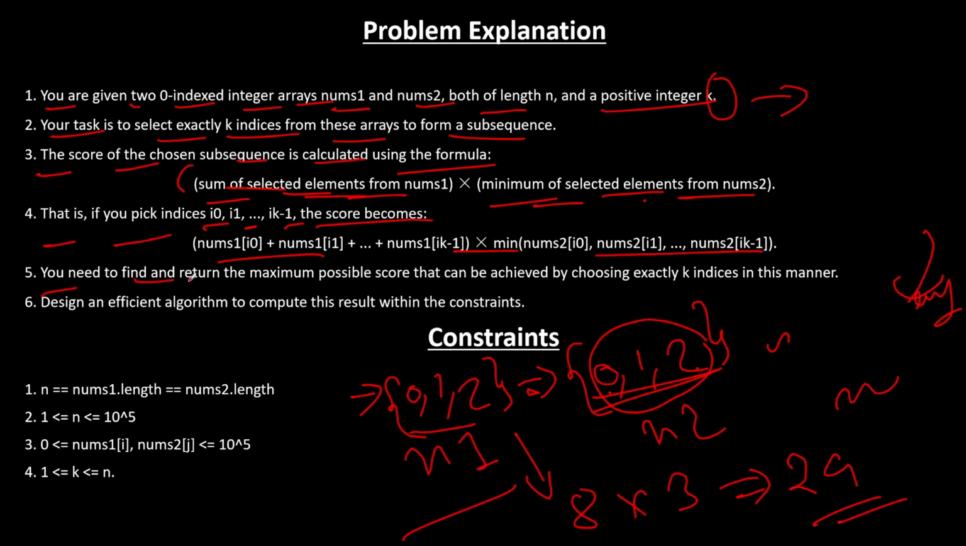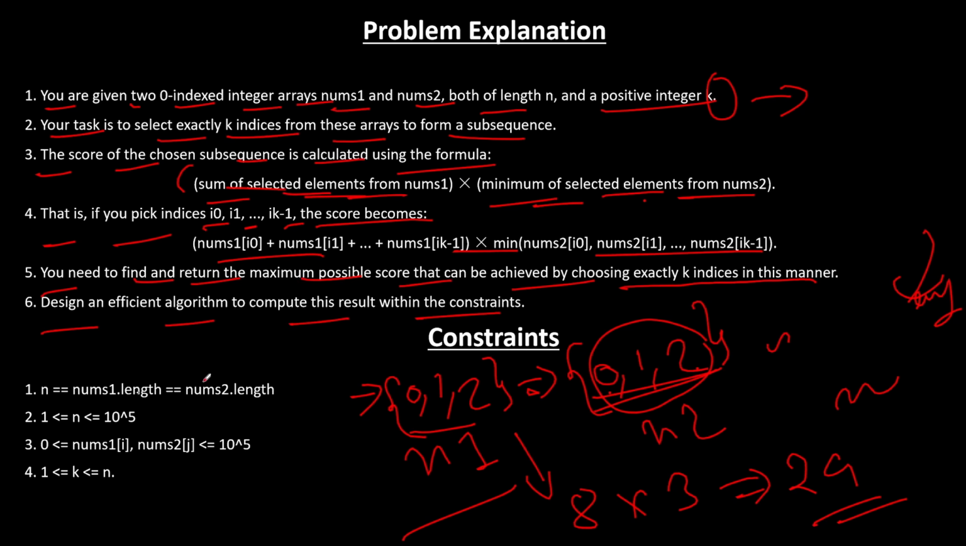So you need to find and return the maximum possible score that can be achieved by choosing exactly k indices in this manner. Basically, we have to return the maximum possible score found using this particular formula. We have to design an efficient algorithm to compute this result within the constraints.